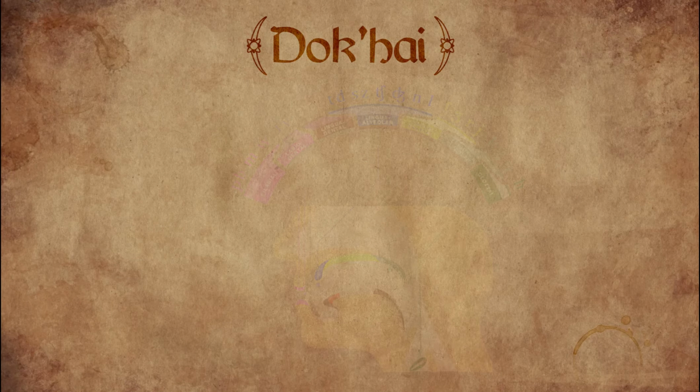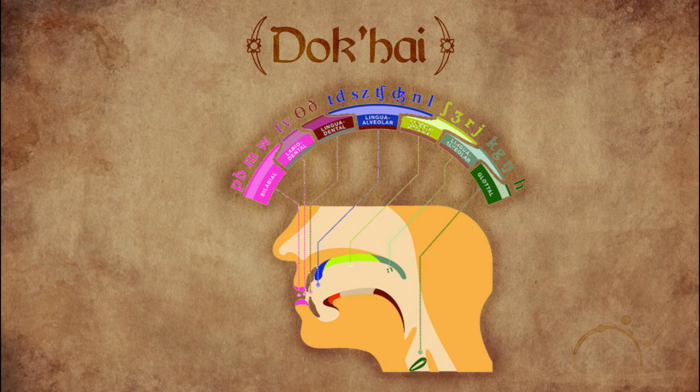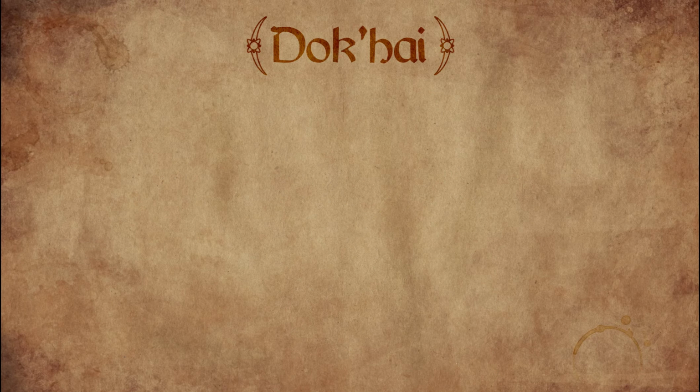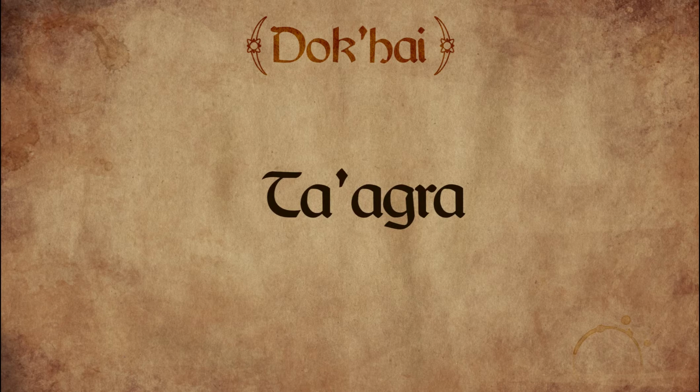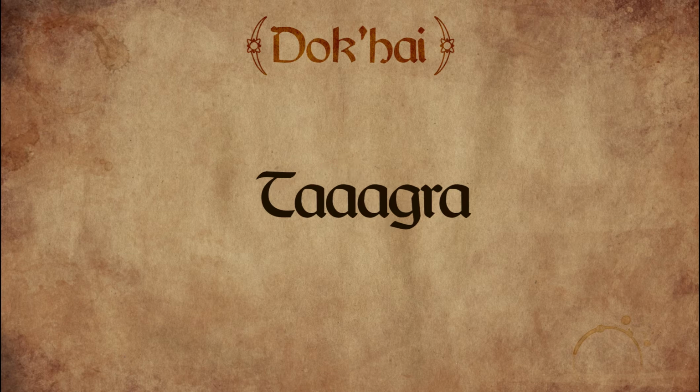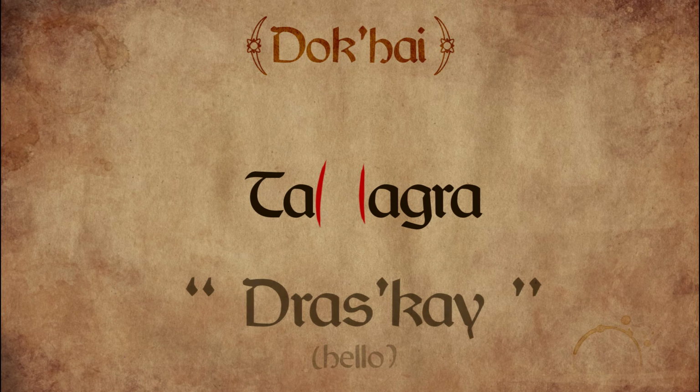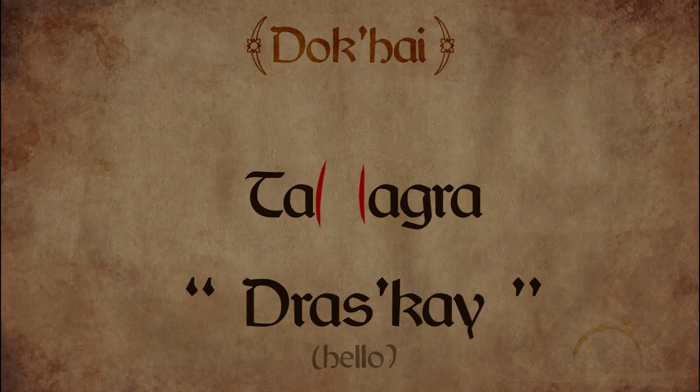A dokkai is a glottal stop and occurs when you cut off a sound in the very back of your throat. We can hear this sound very clearly when we say, uh-oh. In the middle of a word, a dokkai primarily prevents the letter sounds from blending together. In the very name of the language, Ta'agra, we can hear an example of a dokkai. Instead of a long ah sound, Ta'agra, we end up with what sounds like a slight catch in the throat, Ta'agra.